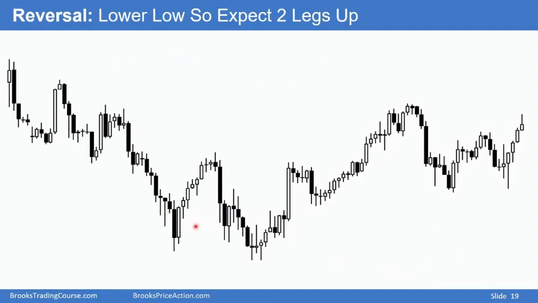Here we have a lower low major trend reversal, and you expect 2 legs up. After you've had the first leg up and you get a higher low, you expect a second leg up, like in the prior slide. In this slide, we have a lower low reversal, so you expect 2 legs up. Remember, when you have a reversal, you expect 2 legs up. If the reversal comes from a lower low, you expect 2 legs up from there. If the reversal begins with a higher low, you expect only 1 more leg up.